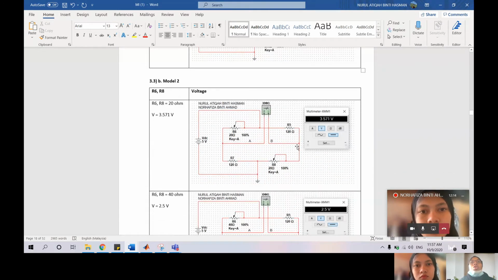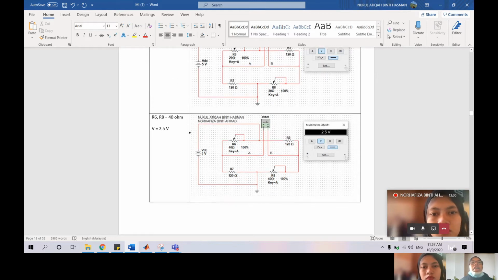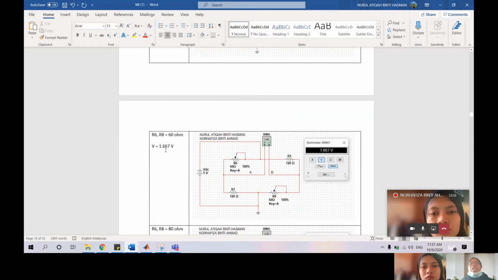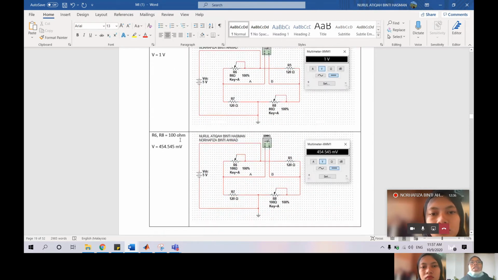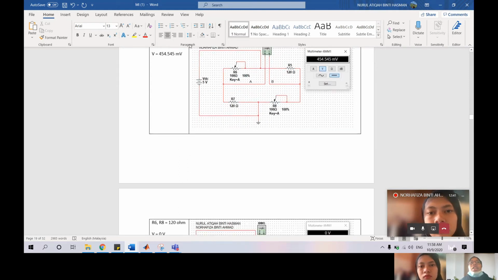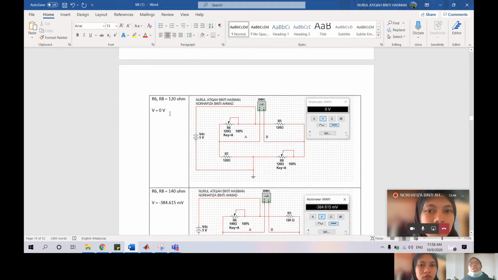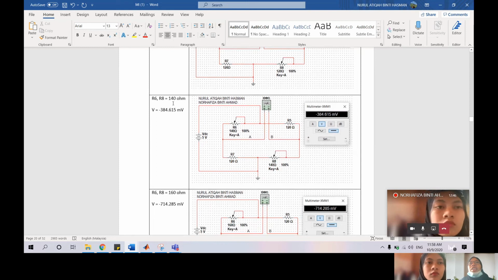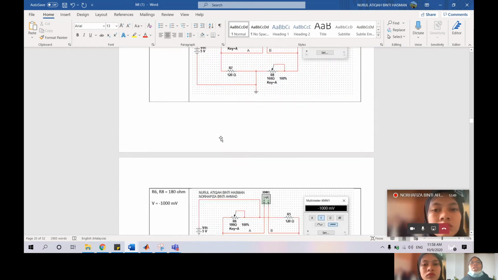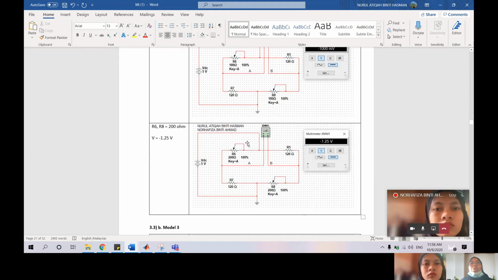For model 2, we also use the same circuit as the previous one, just change the multimeter into volt, and then we get the voltage output, which for the first one, 20 ohm, is 3.571 volt, and then 2.5 volt, 1.667 volt, 1 volt, 454.545 millivolt for 100 ohm. For 120 ohm, we get 0 volt. And then this is 140 ohm, 160 ohm, 180 ohm, and 200 ohm.